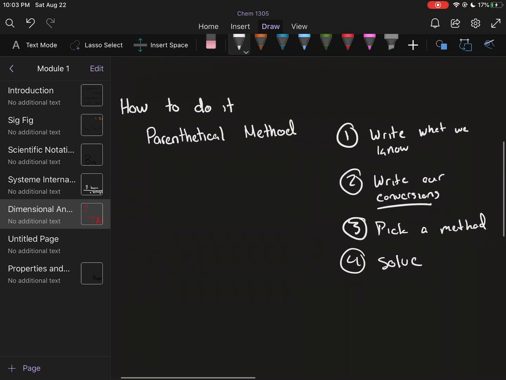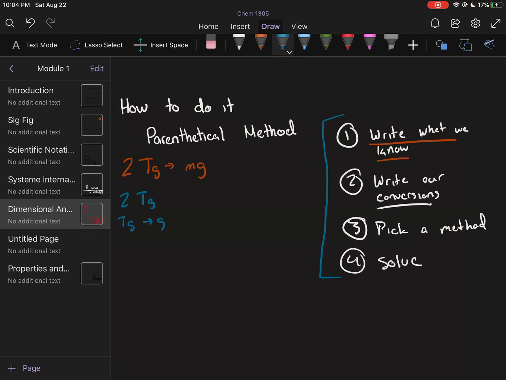There are two ways: the parenthetical method or the fence method. Kind of similar, but they have the exact same steps, right? So say I want to convert 2 teragrams to milligrams, right? Teragrams to milligrams. So first off, write what we know. Well, what do we know? We know that we start off with 2 teragrams. We also know that we want to go from teragrams to milligrams.